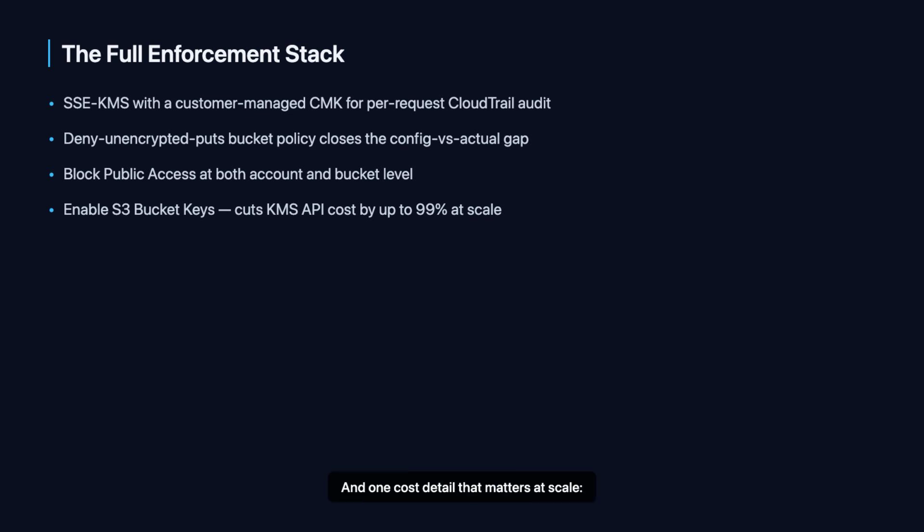And one cost detail that matters at scale: enable S3 bucket keys, because without them, every object put and get triggers a separate KMS call. Amazon Web Services says enabling them cuts those KMS request costs by up to 99%.